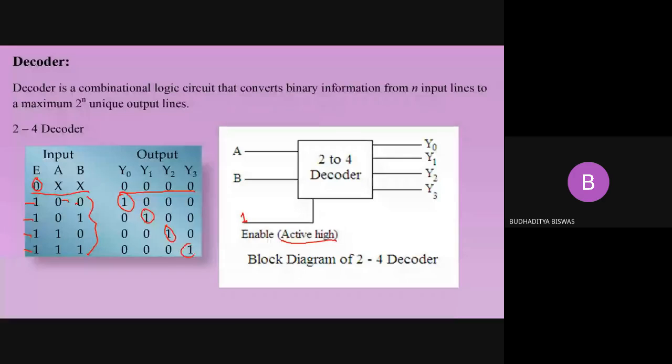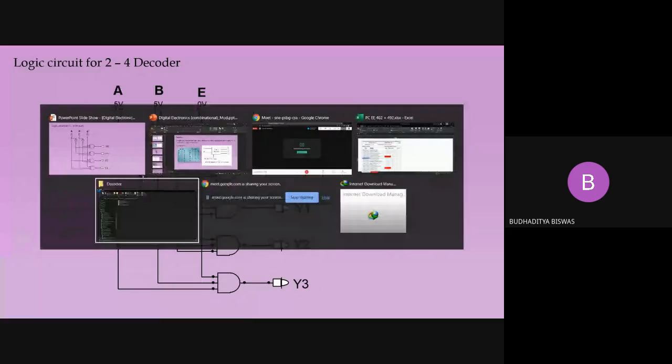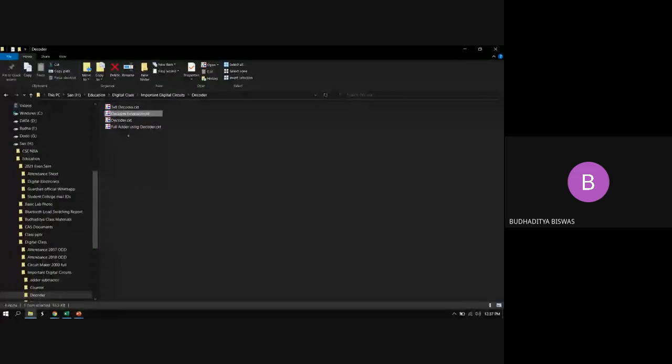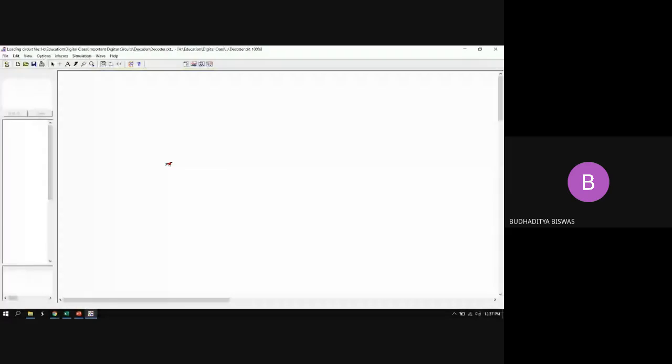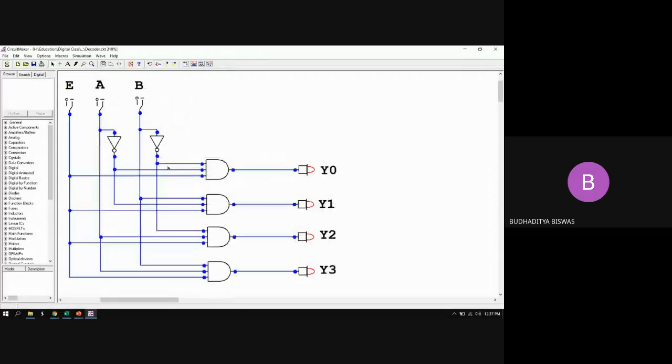Okay. Now, why is a decoder required? So this is actually the logic diagram of the 2 to 4 decoder. So first we explain this one. Then we will see why the decoder is required. So this is actually the block diagram of a 2 to 4 decoder. First, just explain the truth table.